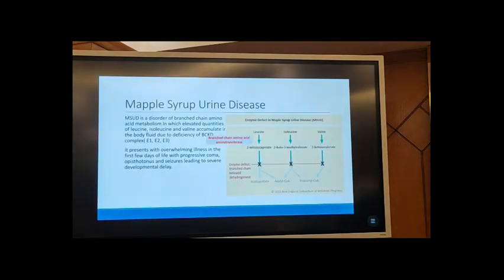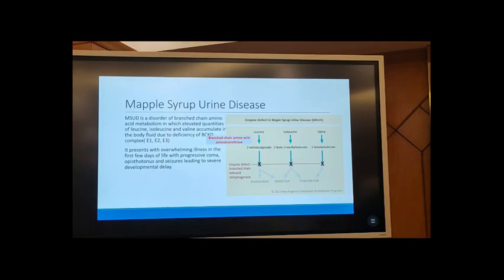Okay, maple syrup urine disease. Maple syrup urine disease is a disorder resulting from a defective catabolism of the three main branched amino acids, the leucine, the isoleucine, and the valine.